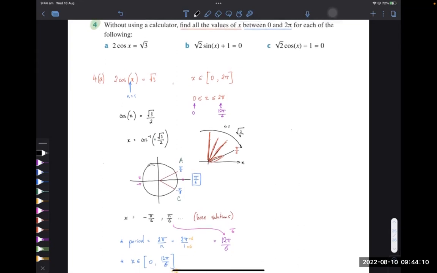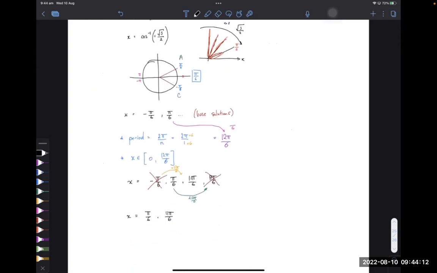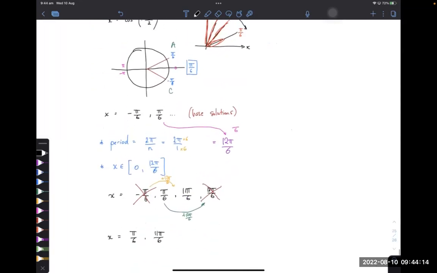Oh, sorry. Which part? Yeah, go on. No, she's saying that you know how you have negative pi on 6? You could have just done 11 pi on 6 and saved yourself the hassle. Yeah, you can do that. Nothing wrong with it. But what if your domain was different?